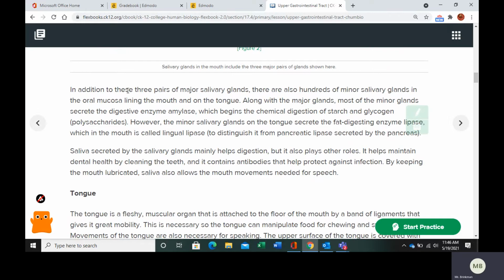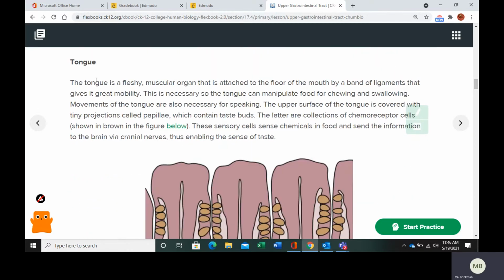In addition to the pairs of major salivary glands, there are also many minor salivary glands. These secrete digestive enzymes: amylase, to help the chemical digestion of carbohydrates, and lipase, the enzyme that helps the chemical digestion of fats. And then we get to the tongue.